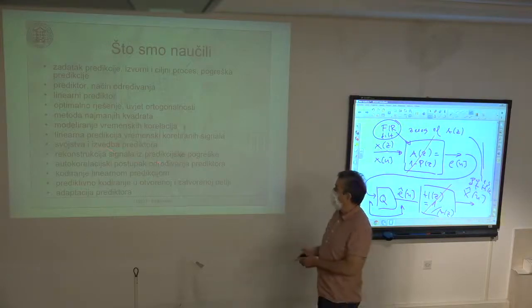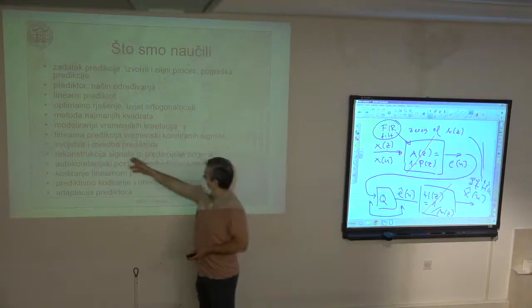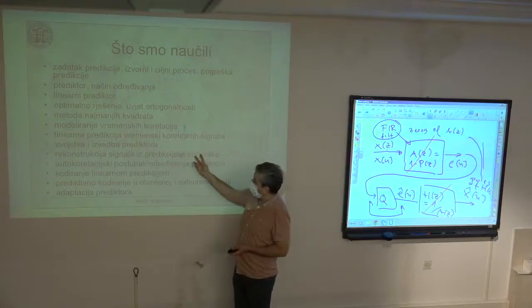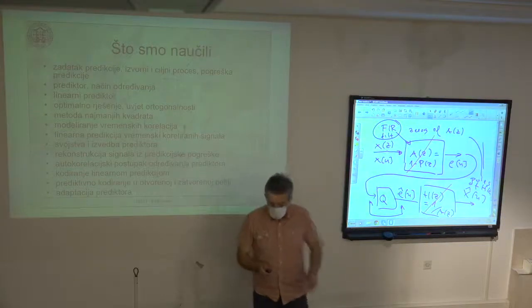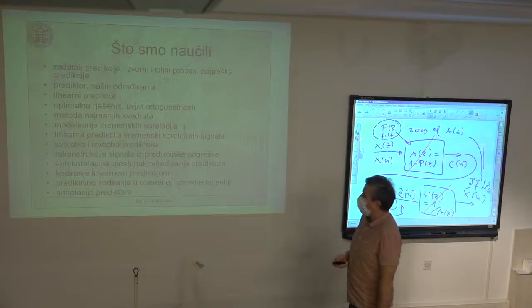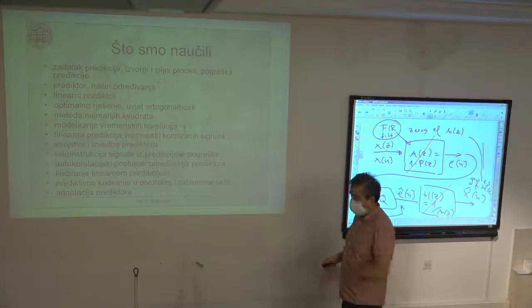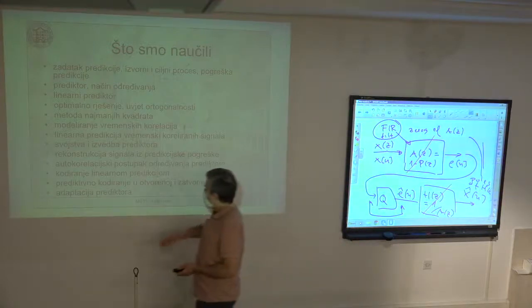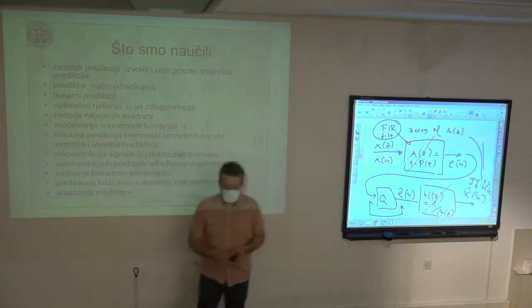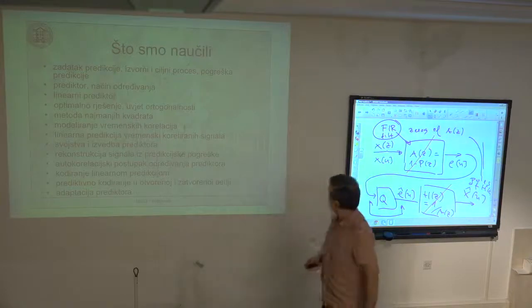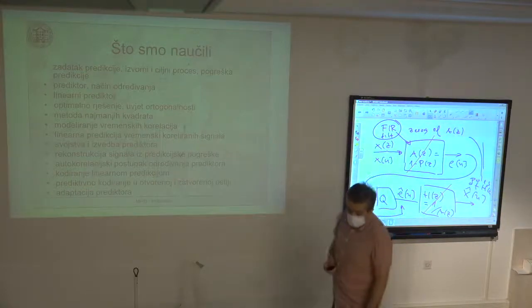And the reconstruction, how this reconstruction can be done from the prediction residual, either in the closed loop or open loop approach. We have also shown how this autocorrelation method can be used to find the coefficients that ensure the stability of the reconstruction filter. Okay? And last, we have shown a little bit about the adaptation of the predictor, either forward adaptation or backward adaptation of the predictor.